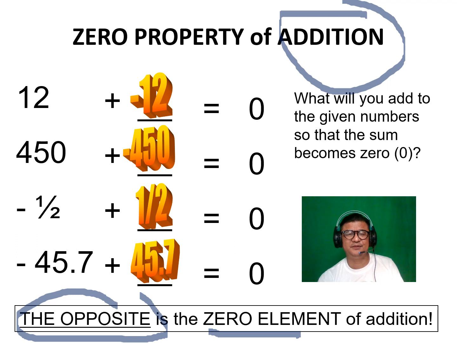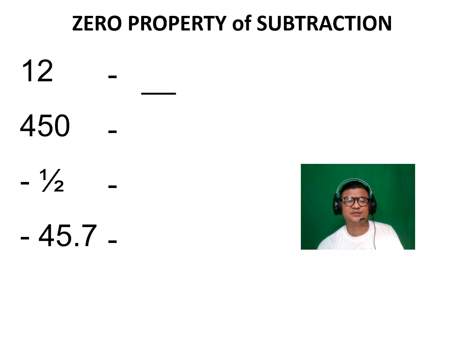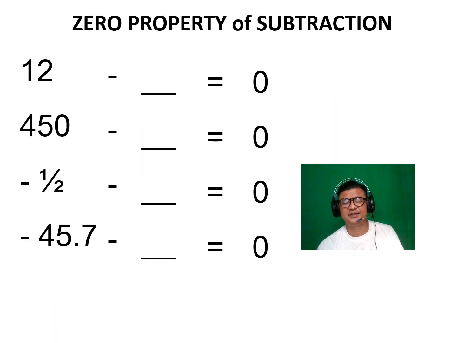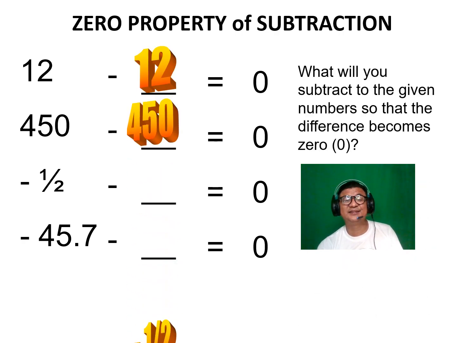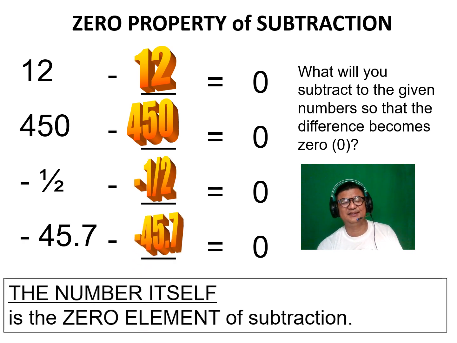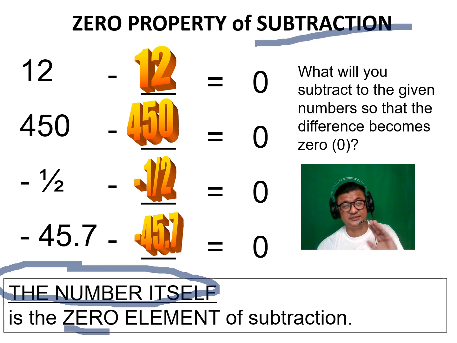All right. How about for subtraction? What do I subtract to this number and I'll get a 0? Think. Answer. Here we go. It's the same number. Okay. So the number itself would be the 0 element for subtraction. Subtract the same number, then you're back to 0.